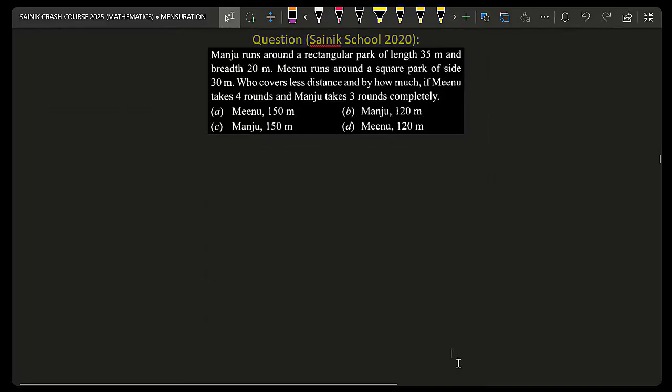Manju runs around a rectangular park of length 35 meters and breadth 20 meters. Meenu runs around a square park of side 30 meters. Who covers less distance and by how much? If Meenu takes 4 rounds and Manju takes 3 rounds completely, who is going to answer this question? Raise a hand.